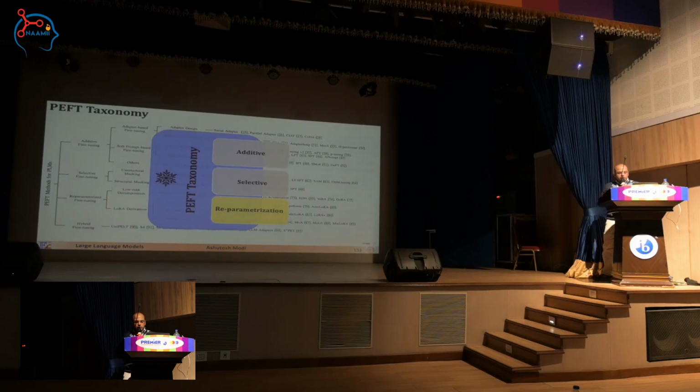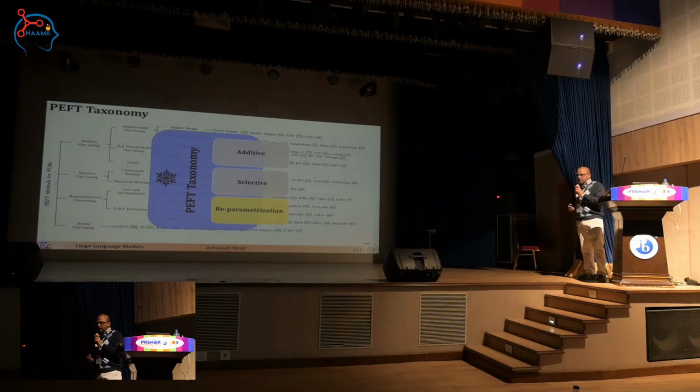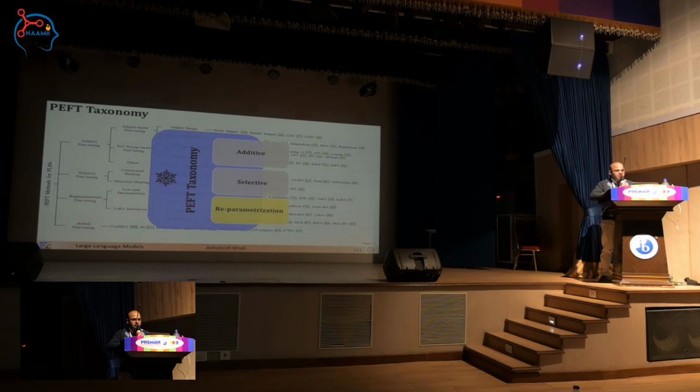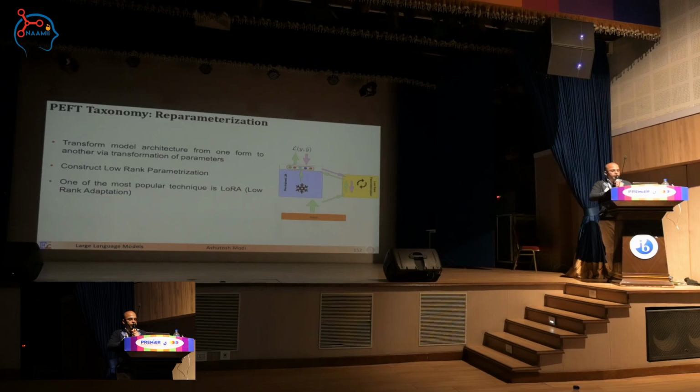All right, so now the third type of PEFT technique is called reparameterization, and this is the most interesting one. The idea here is that you transform the model architecture from one form to another, and this form that you have transformed into is easier to train or fine tune, right? For example, you can construct a low rank parameterization of the weight matrix, essentially a low rank approximation of the weight matrix. And this low rank approximation is much more efficient to train or fine tune, right?